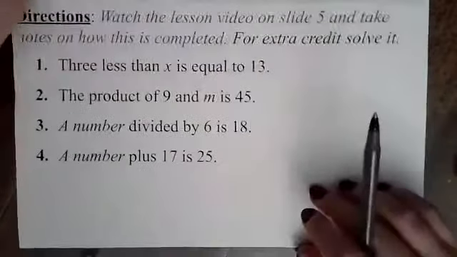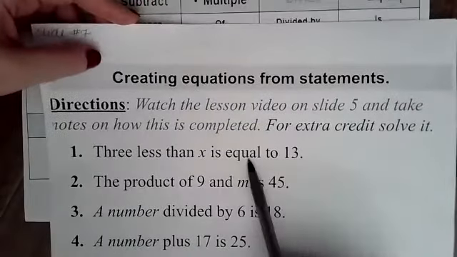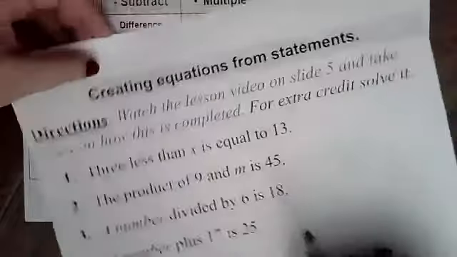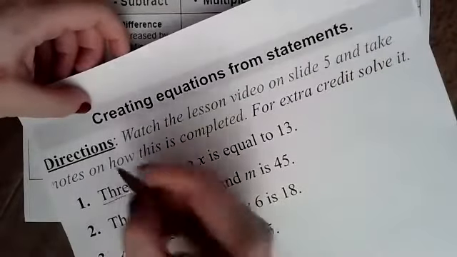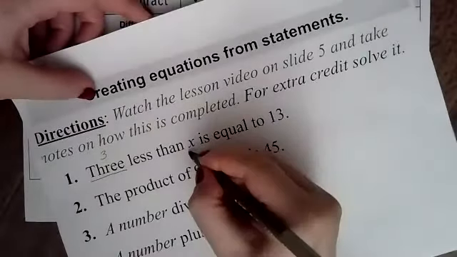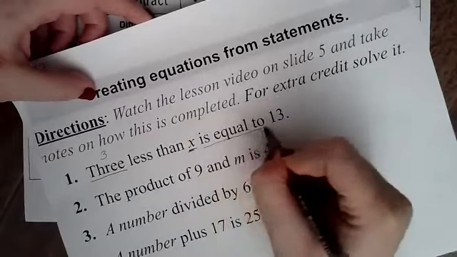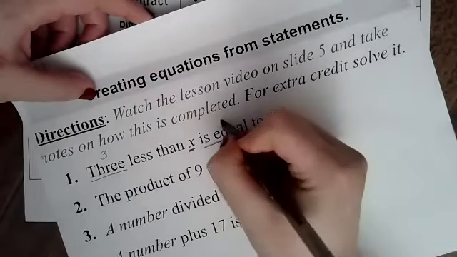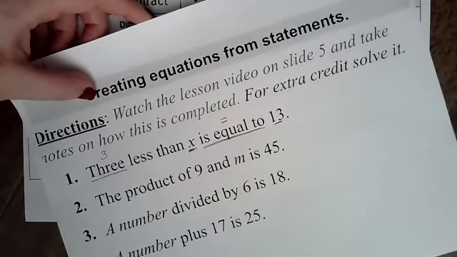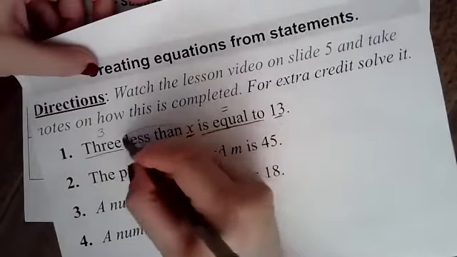So we'll start. I have 3 less than x is equal to 13. I'm going to start by underlining, okay? The 3 is a number, so I'm going to write the 3 right on top. X is a variable, and then I know that is equal to represents the equal sign, okay? And then I have another number here, which is 13. Now, as I mentioned, less than is a turnaround word.